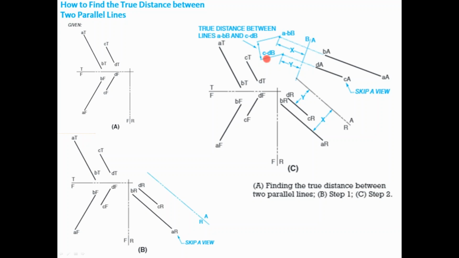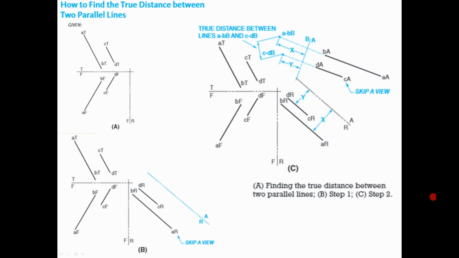CD. So this is going to be your true distance between line AB and CD. So this is your secondary view that would give you the true distance. So how do you establish this point? Same thing, project perpendicularly to this fold line. From here, measure this distance. This distance is transferred to the auxiliary view. That's how you establish these two lines.